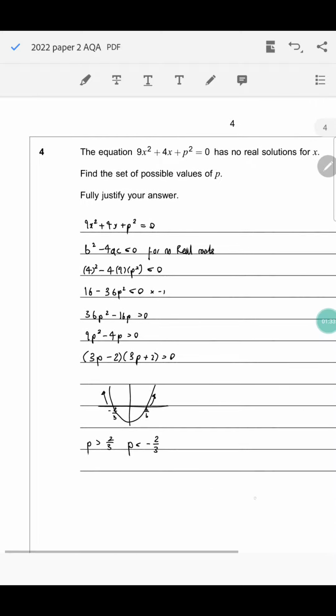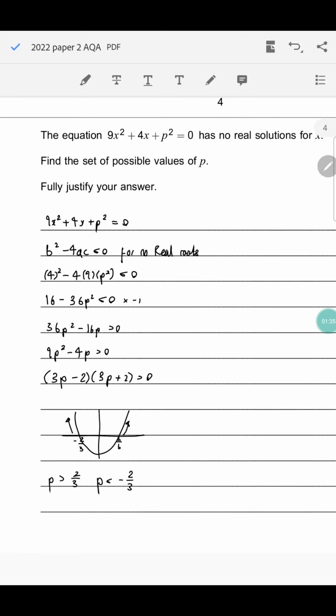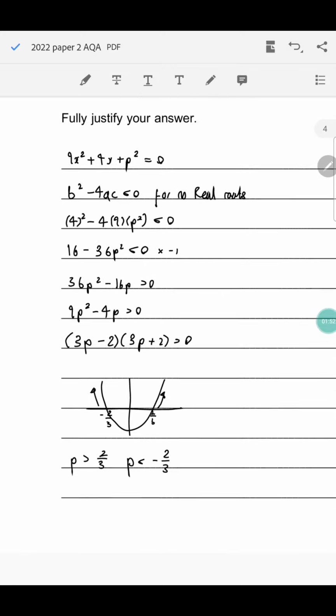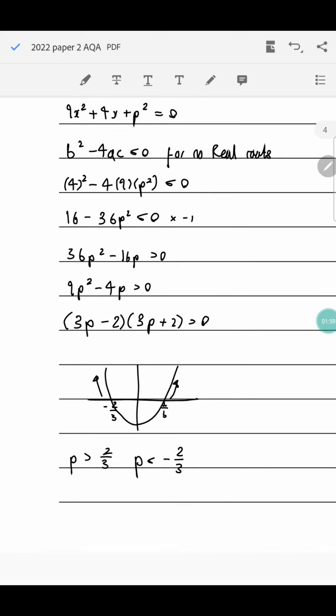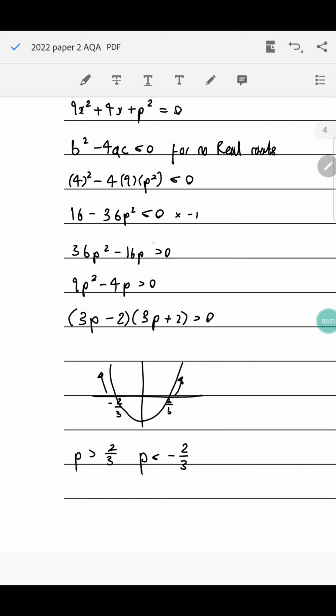Now, question 4 is a discriminant because we know that it has no real roots. So b squared minus 4ac has to be less than 0. If we plug in our a, b, and c, we get 4 all squared minus 4ac, which is minus 4 times 9 times p squared, and that's less than 0. Then we multiply by a negative number, which will flip the sign. So by negative 1, we get 36p squared minus 16p is greater than 0.